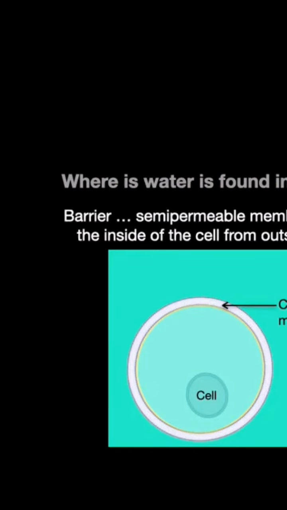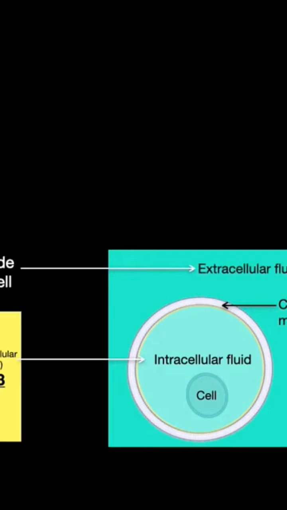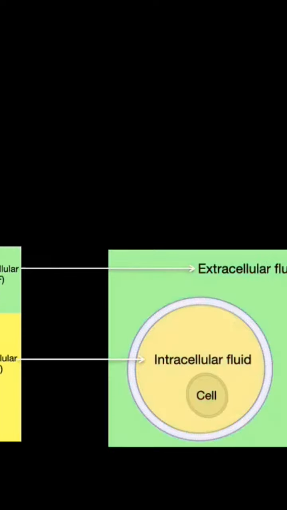Now where is this water found inside the body? Well, if we look at this schematic, the cell membrane separates the cell from the rest of the body, and the cell membrane is a barrier. It's a semi-permeable membrane that separates the inside of the cell from the outside of the cell. So the fluid inside the cell we call intracellular fluid, and outside we call extracellular fluid. Intracellular fluid is 2/3 of all the water we have in our body, and the rest of it, the 1/3, is outside the cell.